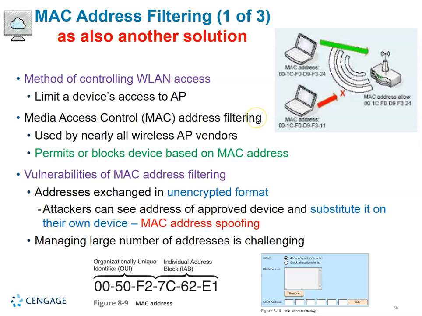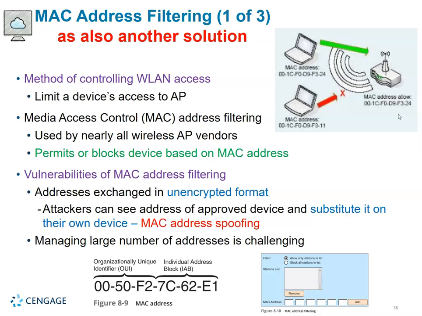Alright, so that takes us to MAC address filtering as another solution. So this is a method of controlling access. And this will limit a device's access to the access point. So here's our access point. Here's a couple of laptops trying to connect to this access point, and you can see the MAC addresses associated with each one. So here's some MAC filtering being used. This MAC address will be allowed, but not this one, which is not on the list of permissible MAC addresses.